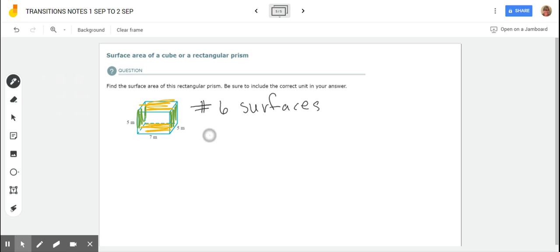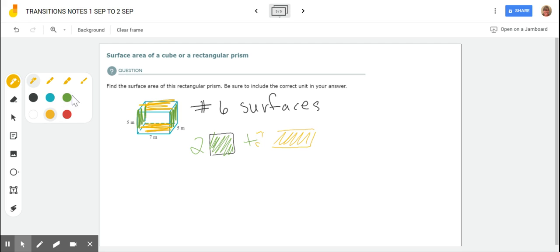So it's going to be the area of one side. Let's call this my green area. I have 2 of those, right? Plus I have 2 yellows. So it's going to be the area of that, 2 of those, plus 2 of the front and back, which I did not actually fill.